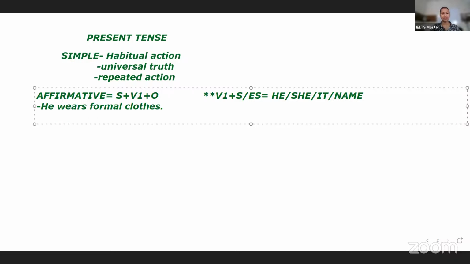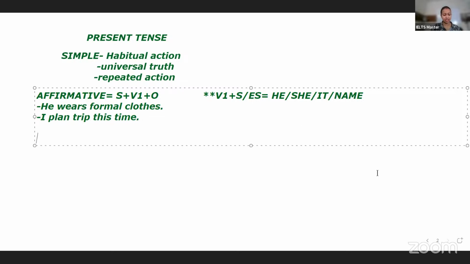Correct. If we are using it with I, plan trip this time. Is that clear? So this is a formula for affirmative. If I say about negative, we have a formula for negative as subject plus do not or does not plus V1 plus object. This is a formula in case of negative.